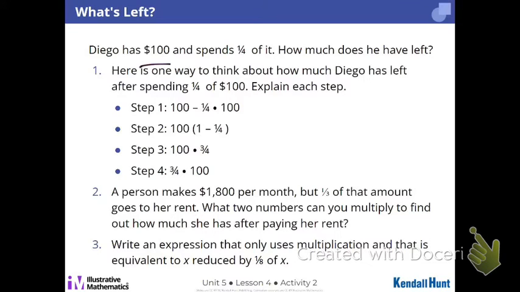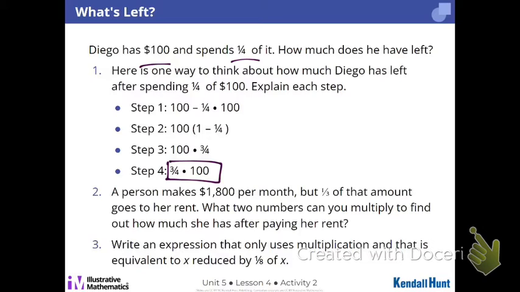Diego has $100 and he's spending a quarter of it. We all know how much is left just looking at this, right? How much is left? $75. He spent a quarter. He's got 75 left. But what I'm going to do, we're never going to do this again, just one time, to make sense of why this is going to be what we end up doing to get the answer.